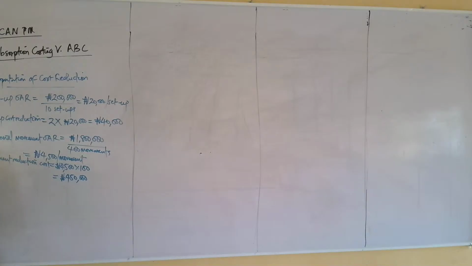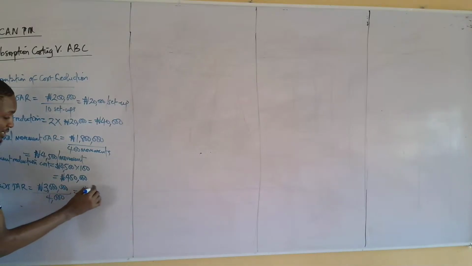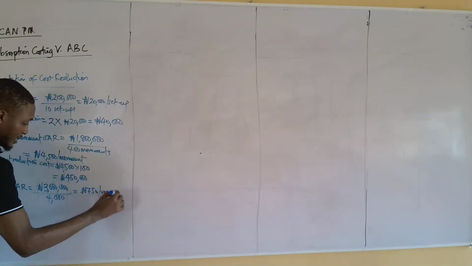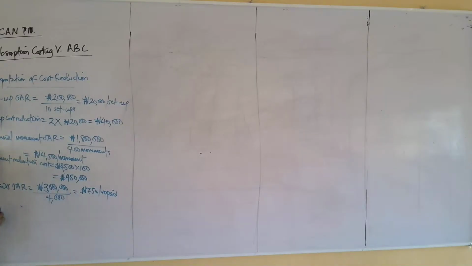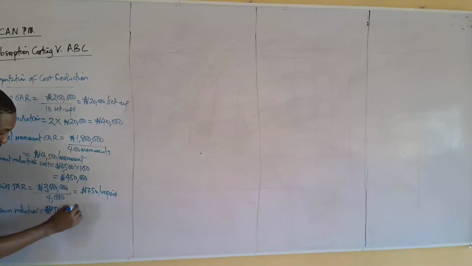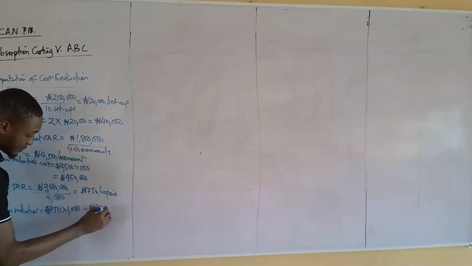The third one is what? Repairs. What's the total repairs? How many repairs do we have? 4,000. So that gives us how much? 750 per repair. How many repairs are we reducing? 1,000. Repairs reduction is equal to 750 times 1,000, which will give us what?